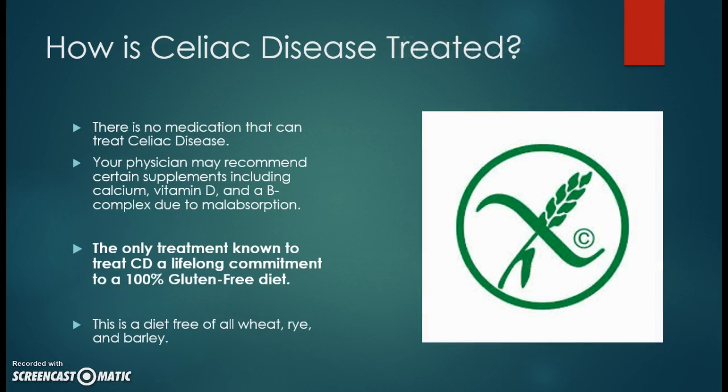How is celiac disease treated? Well, there's no medication available that can treat celiac disease. However, due to the malabsorption of nutrients, physicians will likely recommend the use of certain vitamins such as vitamin D, B complex, or calcium. Now, the only treatment that is known to treat celiac disease is a lifelong commitment to a 100% gluten-free diet. This is a diet free of all wheat, rye, and barley.